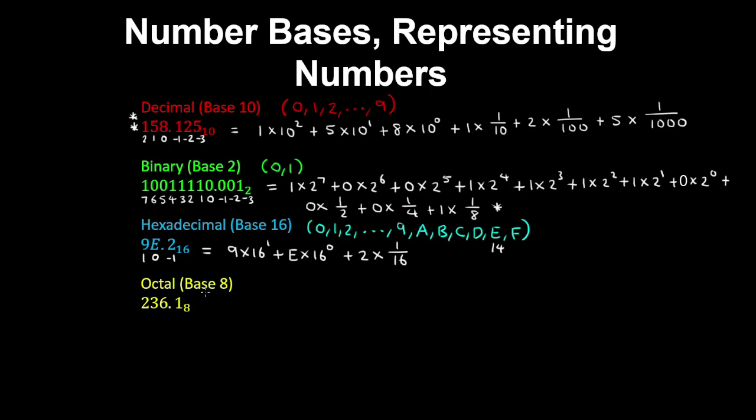And using the octal representation, or base 8, we use 8 digits to represent a number, which are from 0 to 7. So here we multiply each digit to the left of the decimal point by powers of 8. So we have 2 by 8 squared, plus 3 by 8 to the 1, plus 6 by 8 to the 0.